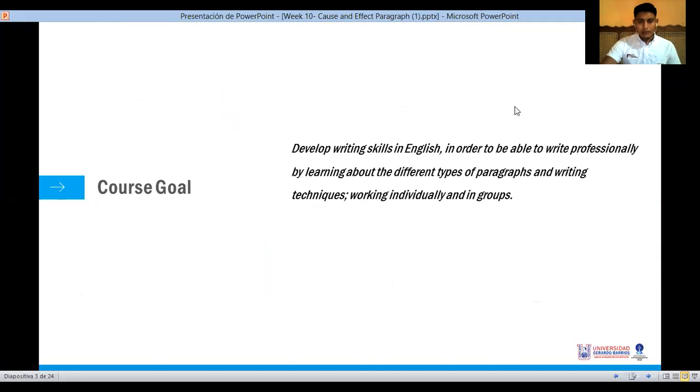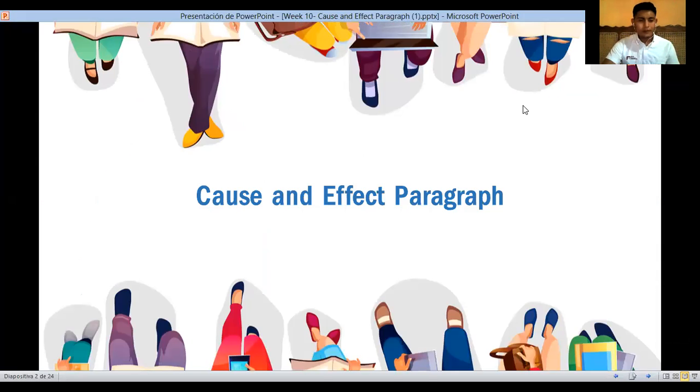Well, cause and effect paragraphs. I want you to help me, please. I want to know what comes to your mind when you read the title of this paragraph, because those are two words, cause and effect. But what comes to your mind when you read this one? Please turn on the microphone or let me know in the section comment, please. I will read it.